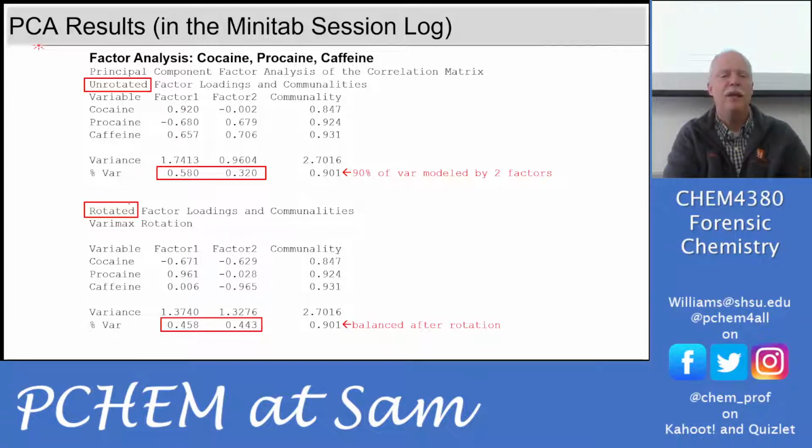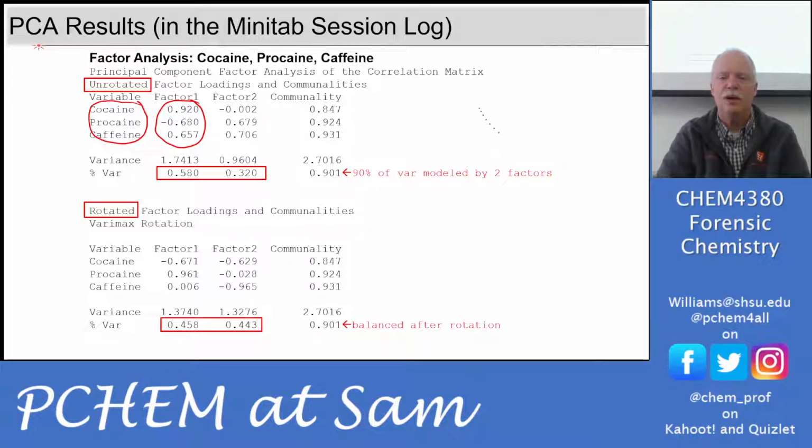If we rotate that, it just rotates the models, and you get different coefficients, and you get a more even split of the variability. So factor 1 now is covering 46% of the variability, and factor 2 is covering 44% of the variability. Now, what do I mean by factors? Look, here's the linear equation right here, and here's our variables.